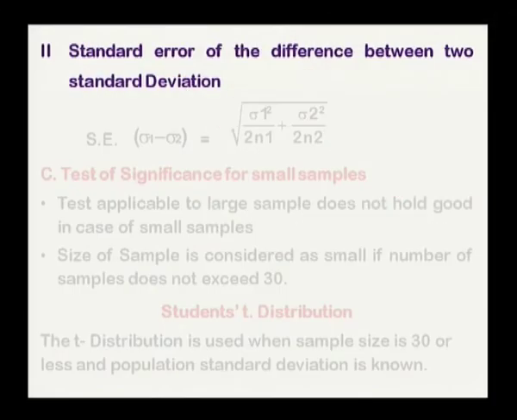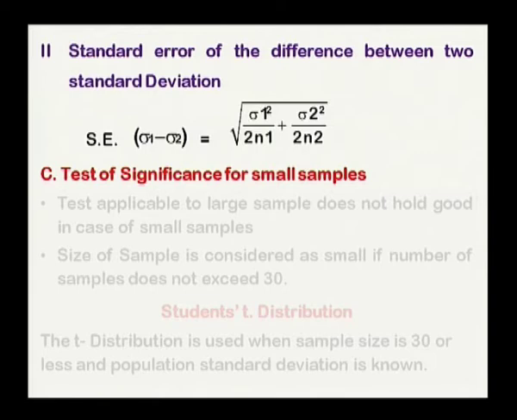Now, second is the standard error of the difference between two standard deviations. The standard error of standard deviation 1 minus standard deviation 2 is equal to the root of standard deviation 1 squared divided by 2 times n1, plus standard deviation 2 squared divided by 2 times n2.